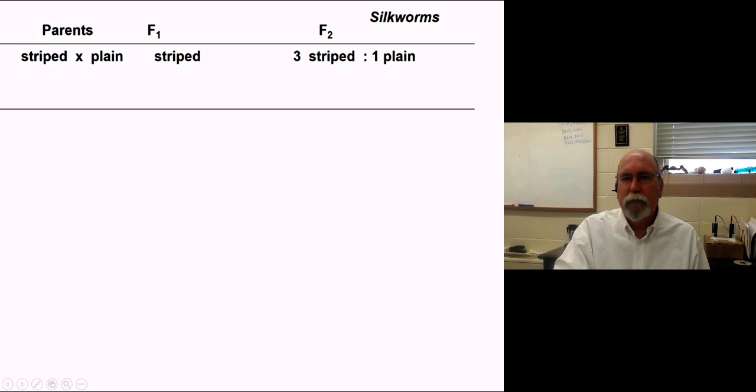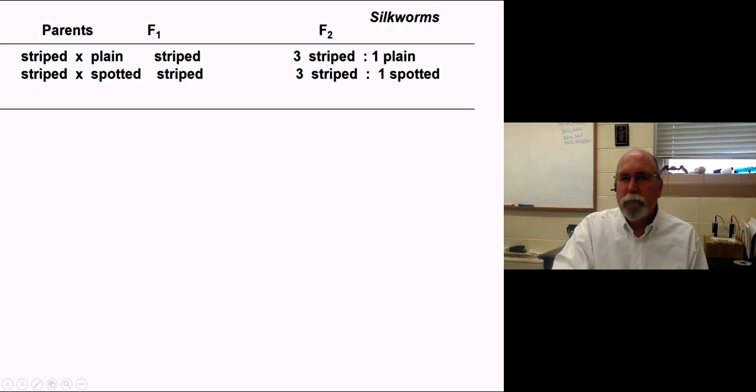And they cross a striped with a plain. You get a striped, you cross those F1s and you get 3-to-1 striped to plain. Very Mendelian, right? I mean, one of the forms disappeared, in this case, the plain. It reappears in the F2 and it's part of this 3-to-1 ratio, so it's classic Mendelian.